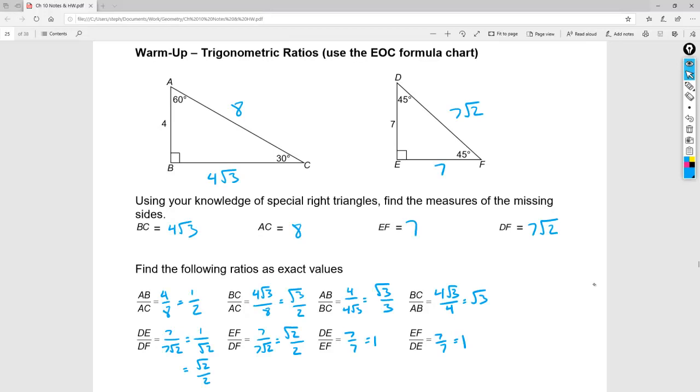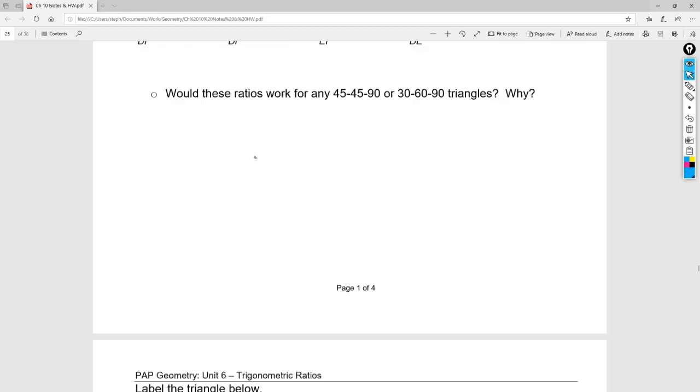Okay, so go ahead and check with what I got. Hopefully you got the same answers as I did. So you can pause the video now and check your answers. Alright, and the last question asks, would these ratios work for any 45-45-90 triangle or 30-60-90 triangle? And my answer would definitely be yes, because every 45-45-90 and every 30-60-90 triangle has the same ratios.